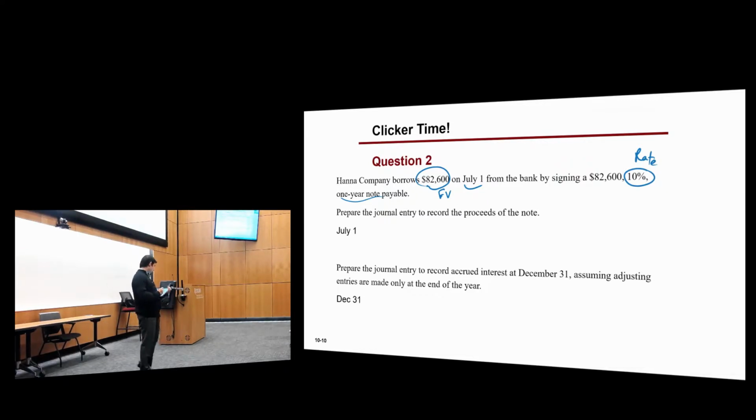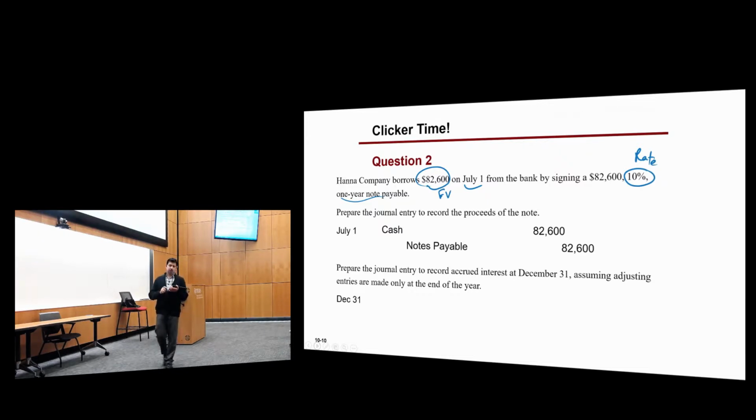Prepare the journal entry to record the proceeds of the note. This is when the company actually signs the note. The company will be receiving the borrowed amount, so they debit cash $82,600, and they record the new debt, notes payable, $82,600. So that's the new note that they signed. No interest is involved at this point.